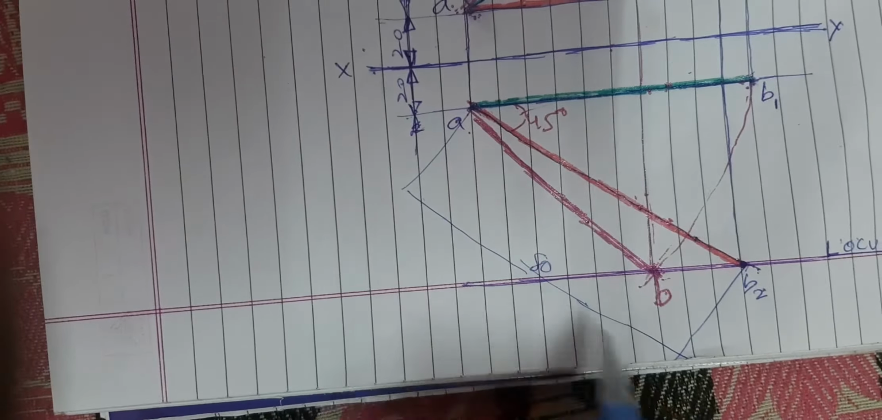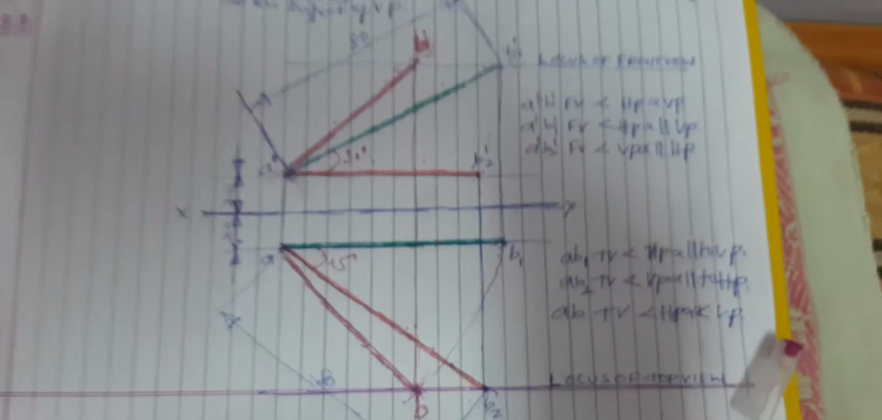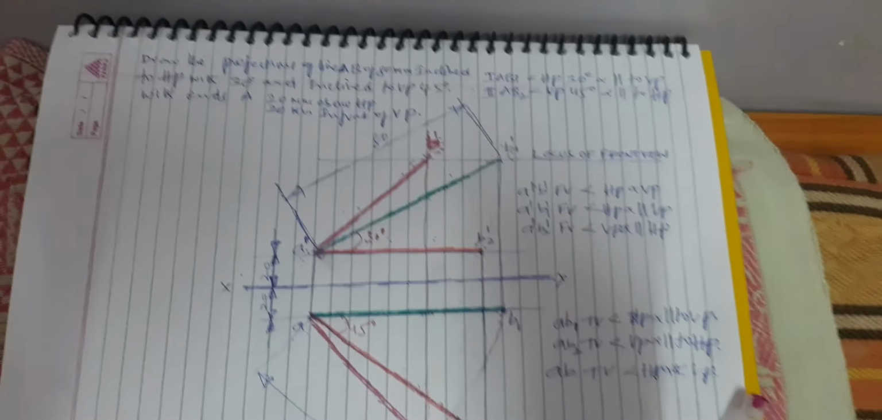Okay, next, second one, A B2. A B2 is also top view when line is inclined to VP and parallel to HP. And last one, A B is also top view when line is inclined to HP and inclined to VP. So by writing the description like this, you are going to get 15 marks.